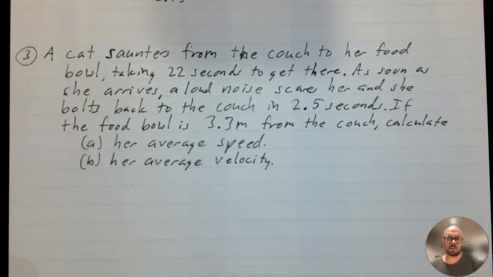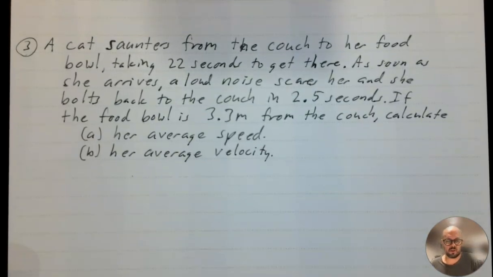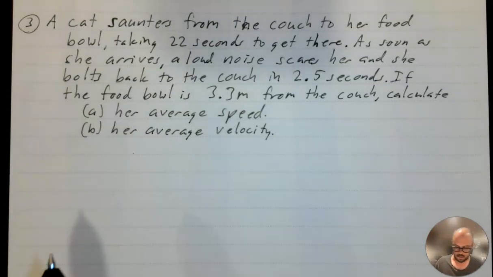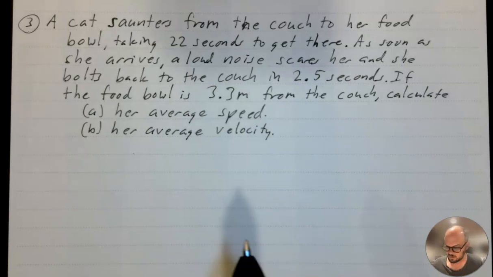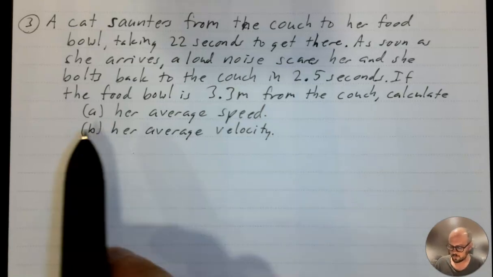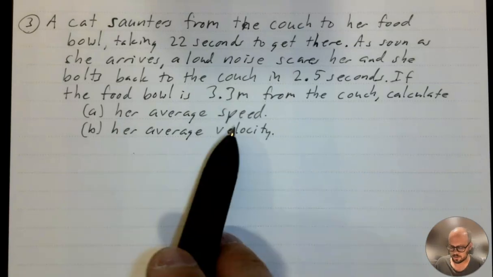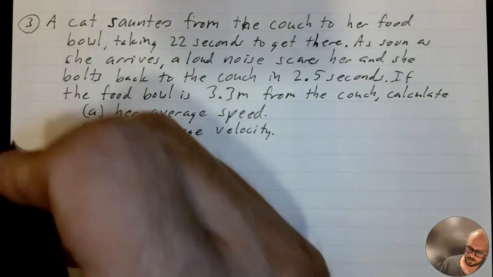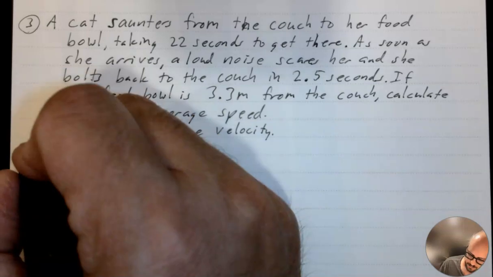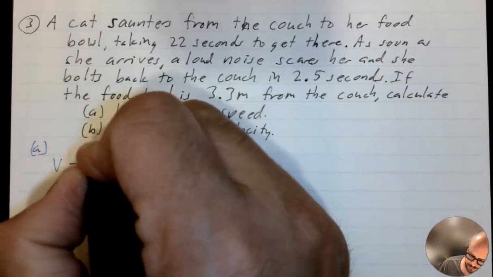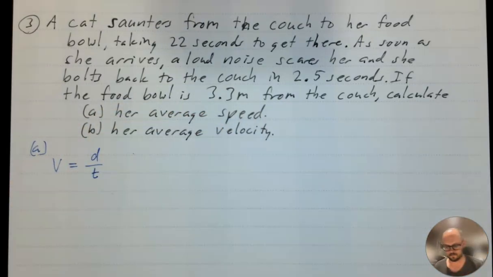All right, and then we get to a slightly more complicated question. A cat saunters from the couch to her food bowl, taking 22 seconds to get there. As soon as she arrives, a loud noise scares her, and she bolts back to the couch in 2.5 seconds. If the food bowl is 3.3 meters from the couch, calculate her average speed and her average velocity. So let's do part A first. Average speed. So this is going to be v equals d over t.